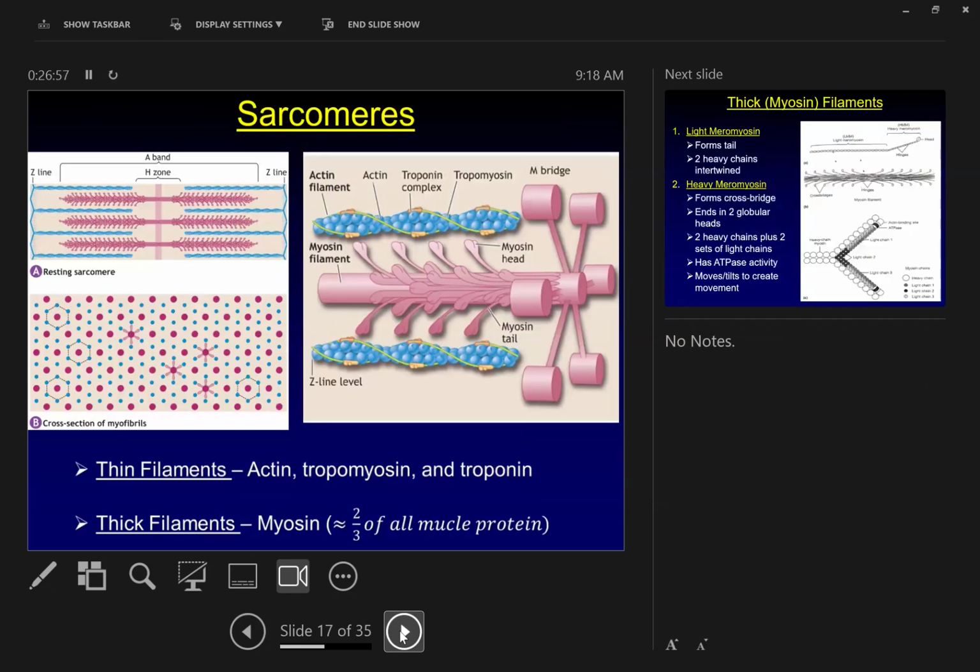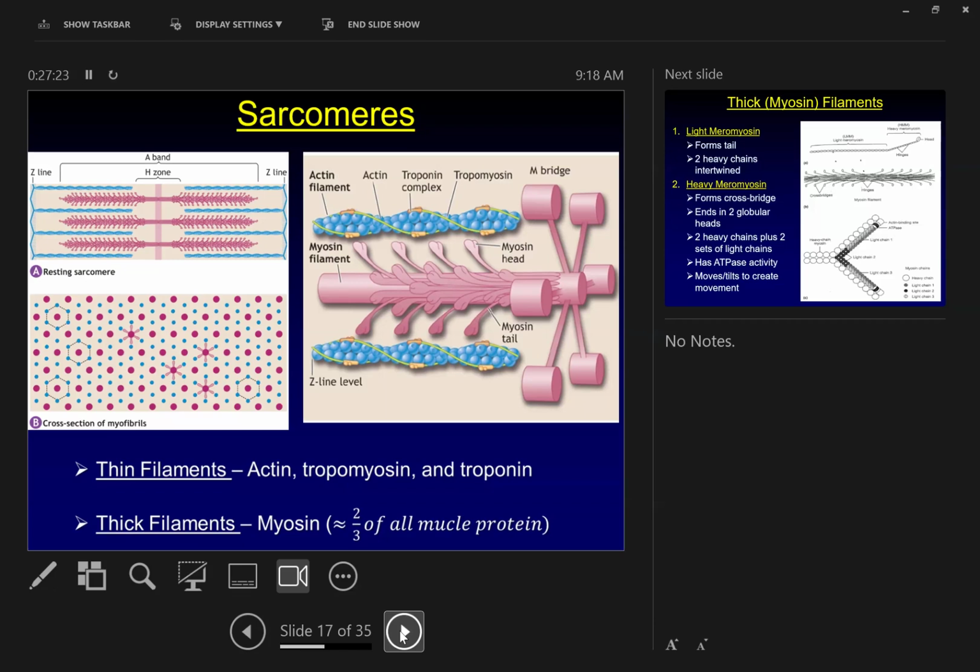Okay. Further, what I'm trying to illustrate with this cartoon is I really want to try to get you guys to think about muscles and think about how things work in our body in 3 dimensions as much as possible. And so here's how you normally see a sarcomere.